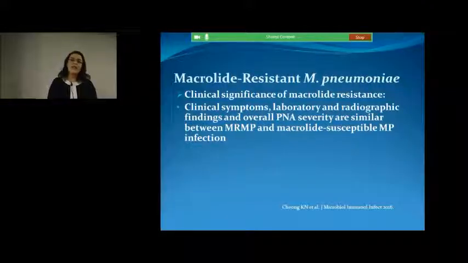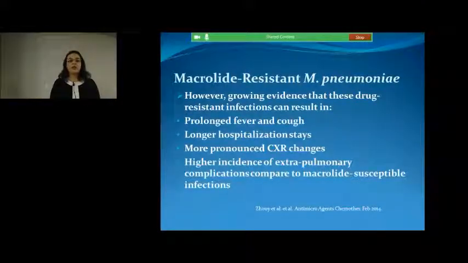So to date, the clinical symptoms, laboratory and radiographic findings, and overall pneumonia severity seem to be similar between macrolide-resistant Mycoplasma pneumoniae and macrolide-susceptible Mycoplasma pneumoniae infection. However, there is growing evidence that these drug-resistant infections can result in prolonged fever and cough, longer hospitalization stays, more pronounced chest X-ray changes, and a higher incidence of extrapulmonary complications compared to macrolide-susceptible infections.